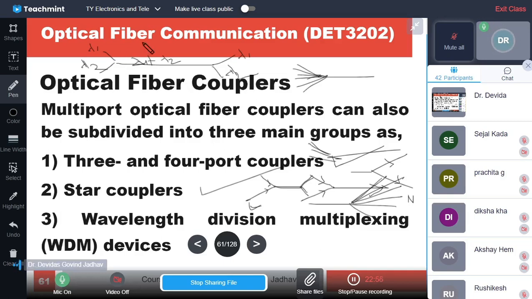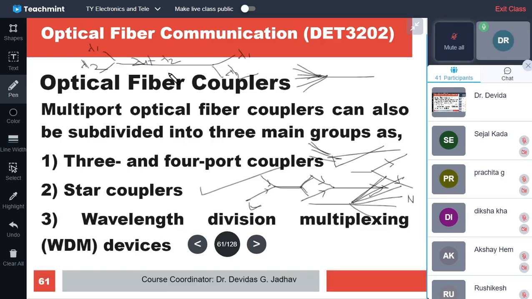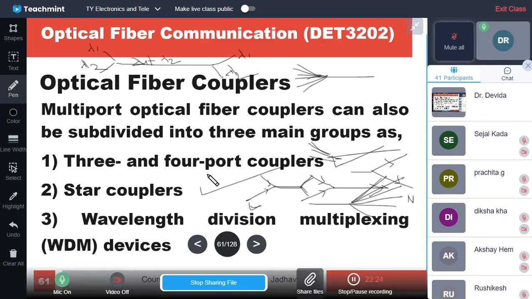So the infrastructure is shared. Long distance, long haul infrastructure is shared. Within the same fiber, multiple wavelengths can be propagated. This is called wavelength division multiplexing. For example, it is given here lambda 1 plus lambda 2, but multiple wavelengths can be shared. So 3 and 4 port couplers, star couplers, and wavelength division multiplexing are all helping in the distribution, sharing of the information.